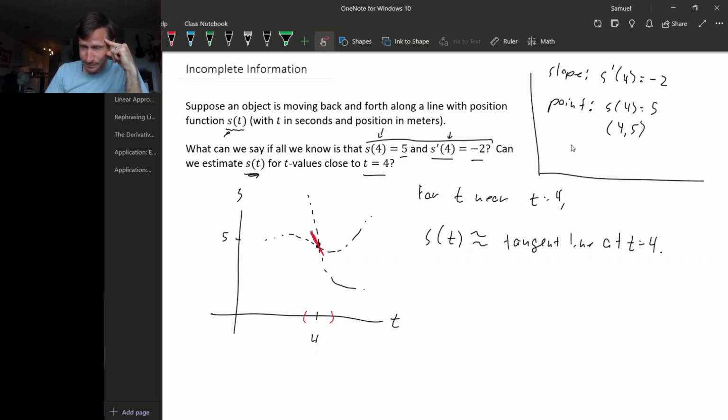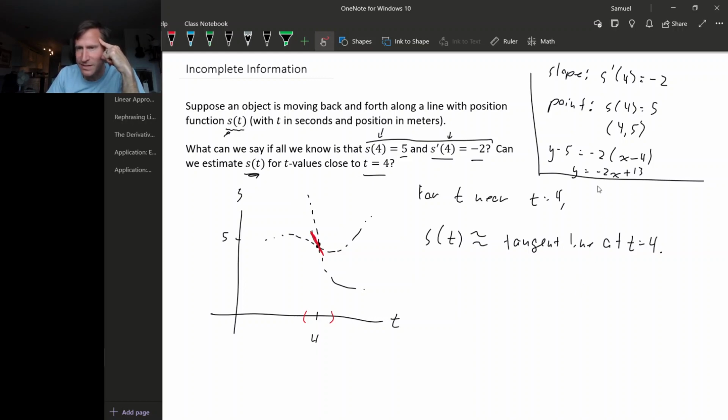So that means that the equation for the tangent line is going to be y minus 5 equals minus 2 times x minus 4. And if we move all of this to the other side, we get y equals minus 2x, and then plus 8 plus 5, so 13.